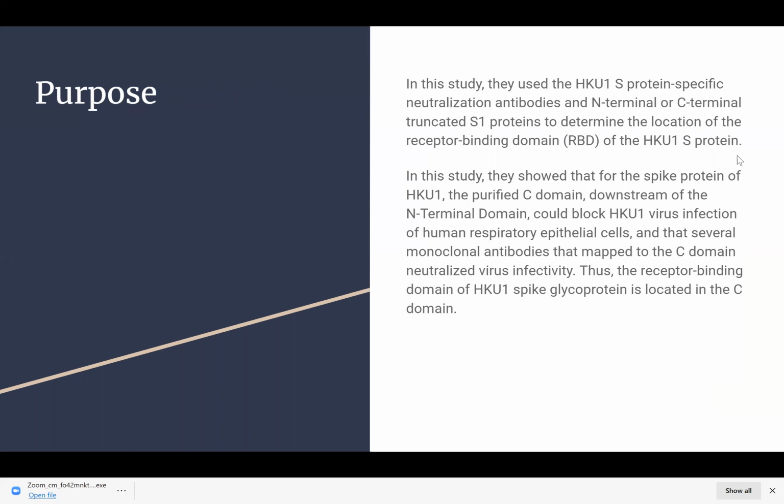So the purpose of this paper. In this study, they used the HKU1 protein-specific neutralization antibodies and N-terminal or C-terminal truncated S1 proteins to determine the location of the receptor binding domain in the HKU1 spike protein. In this study, they showed that for the spike protein of HKU1, the purified C domain downstream of the N-terminal domain could block HKU1 virus infection of human respiratory epithelial cells, and that several monoclonal antibodies that mapped to the C domain neutralized virus infectivity. Thus, the receptor binding domain of HKU1 spike glycoprotein is located in the C domain.